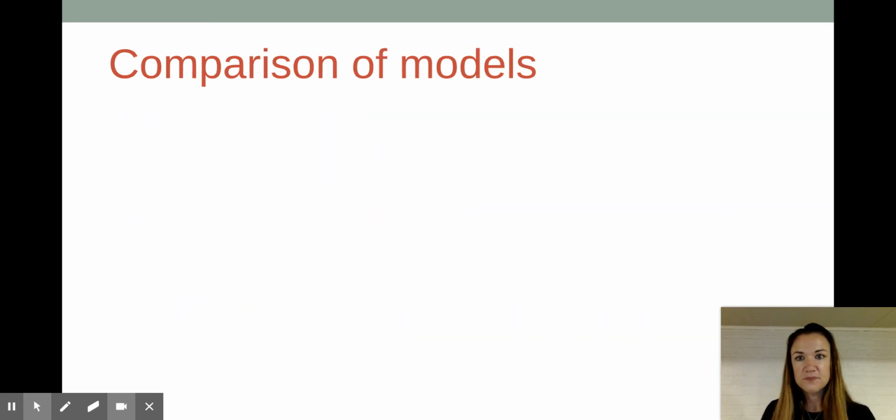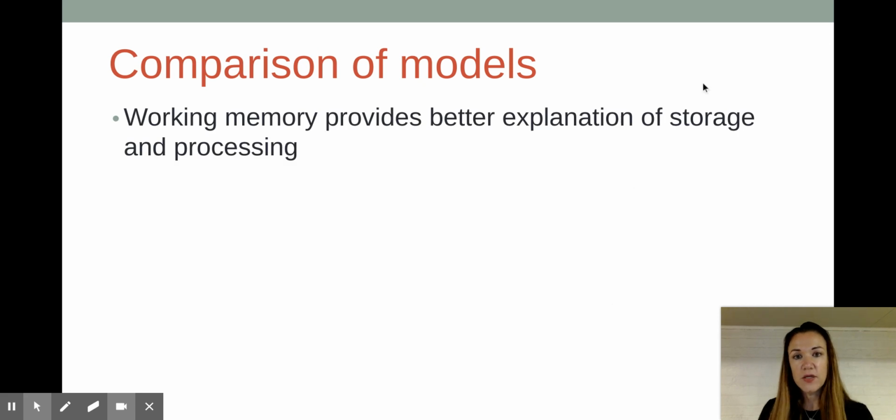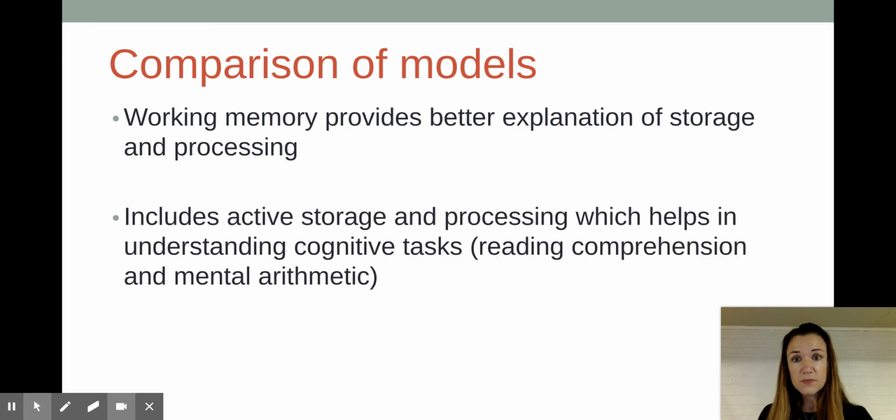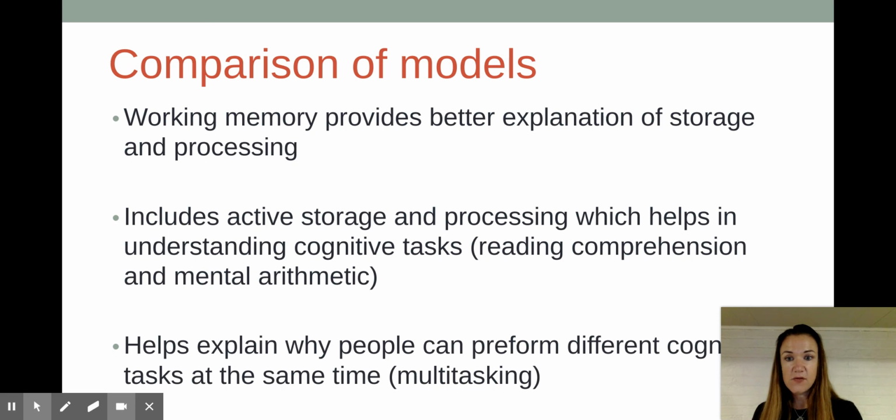Comparison of the models. The working memory model provides a better explanation of storage and processing, what's going on in your mind. It includes active storage and processing, which helps in understanding cognitive tasks, such as reading comprehension, mental arithmetic. And it helps explain why people can perform different cognitive tasks at the same time, that multitasking is possible, but not if you're using the same component, which is really interesting.